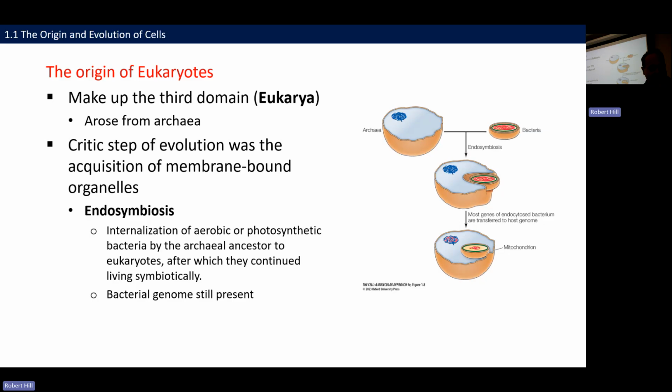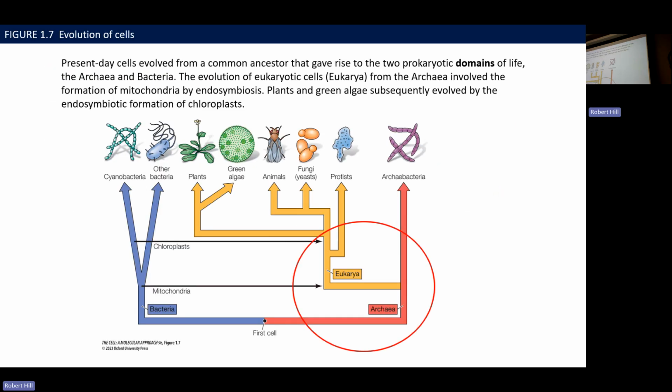So this process by which a non-oxidative cell engulfed an oxidative cell, we call this the endosymbiotic hypothesis or endosymbiosis, gave rise to eukaryotes.